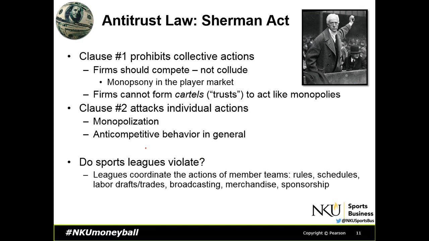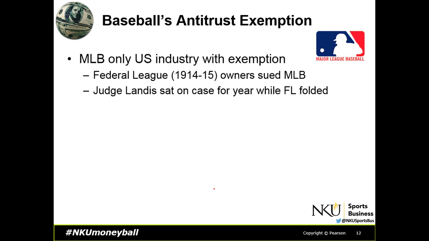So do sports leagues violate either one of these? Well, in some ways they do coordinate. They definitely collude in making rules, schedules, in drafts, broadcasting, merchandise sponsorship, as you see here. So why is this allowed? Well, for one, it's what I just described. It's collectively bargained with the players. But in baseball, baseball has an antitrust exemption.